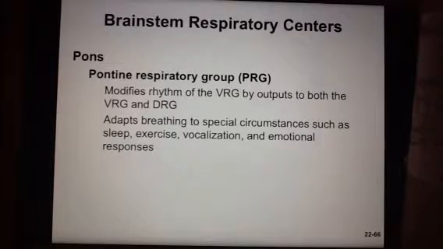And this helps to adapt breathing to special circumstances. So when we're sleeping, exercising, vocalizing, and emotional, like when we cry, the ugly cry, this PRG is helping the VRG modify that original rhythm. And that is in the pons.